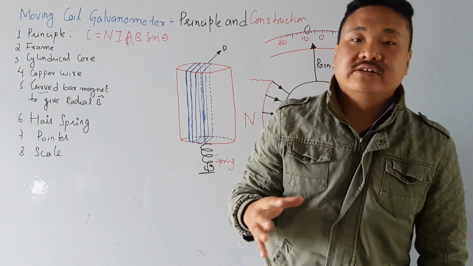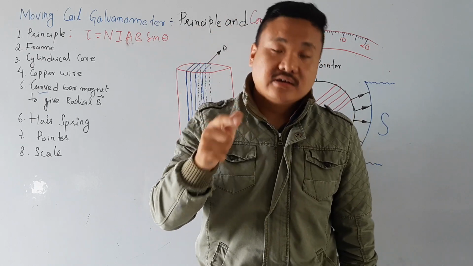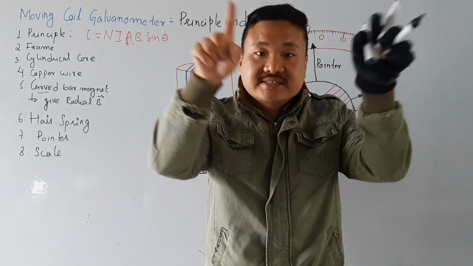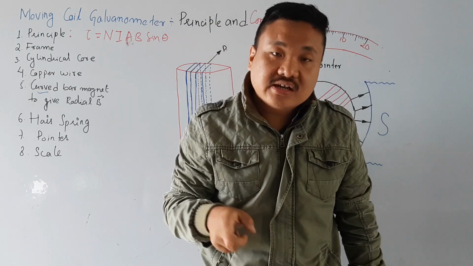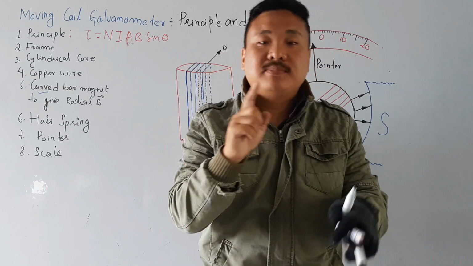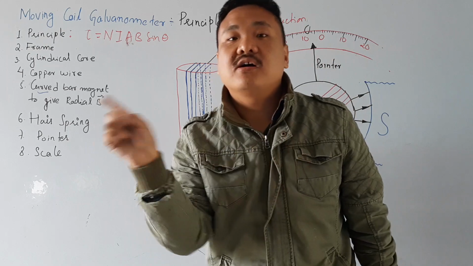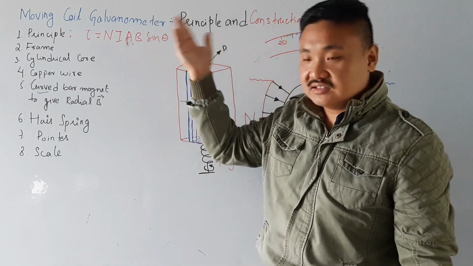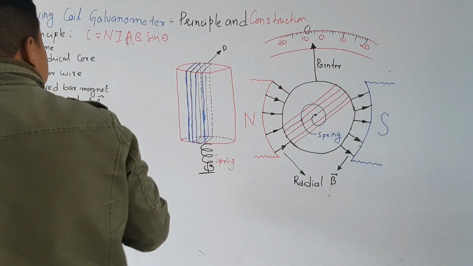Again I will repeat, you have to write that it works on the principle that whenever a rectangular current carrying loop is placed in a uniform magnetic field, it will experience a torque. And that torque is the one we derived in the last lecture.